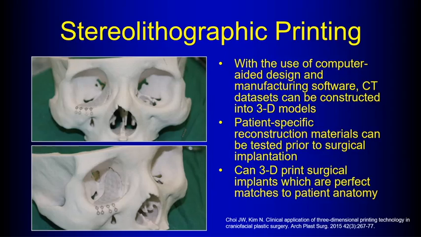And finally is 3D printing. This is becoming more widely available, and there's multiple uses for it. You can use it for patient education or resident education. You can make specific patient implants that are perfect matches for the patient anatomy, like in this case, a mesh for an orbital floor fracture.